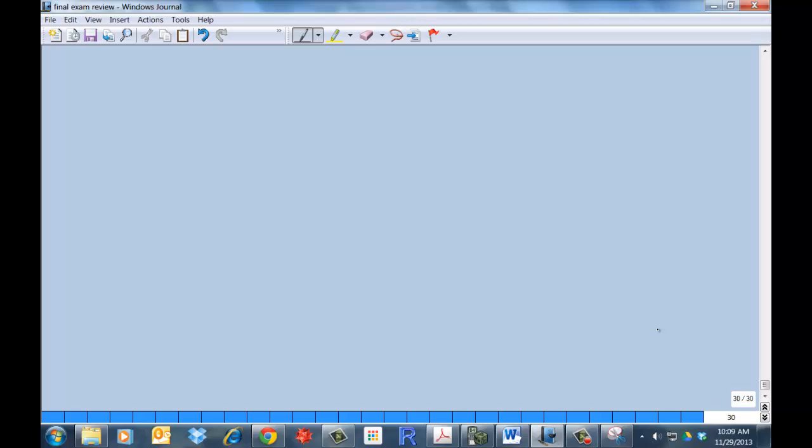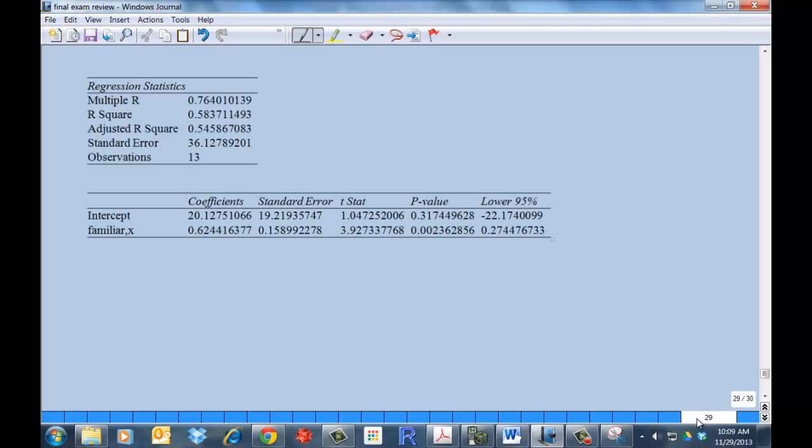Okay, I think it's on the next page. Let's see. Here it is. Okay. So what we're going to do is look at what we call multiple R. And so multiple R is the linear correlation coefficient R.